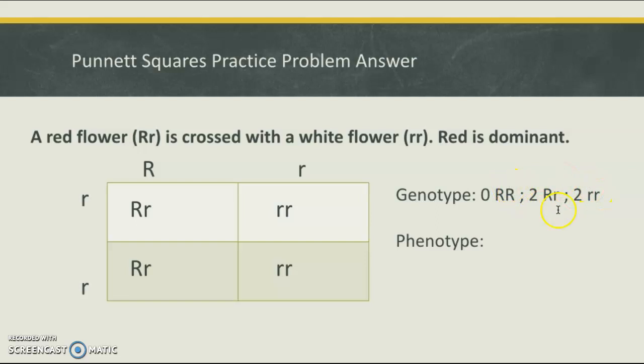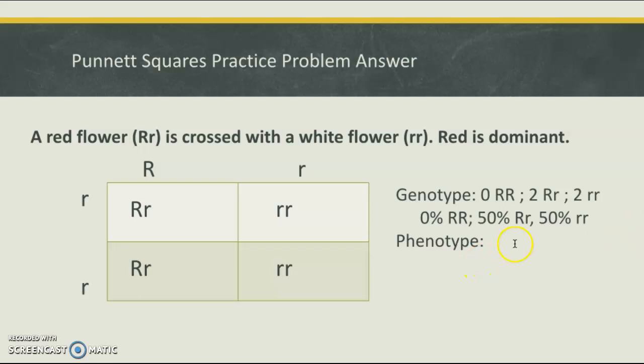Remember, 2 out of 4 because we only have 4 options or choices. So 2 out of 4, which is 50% capitalized R, lowercase r, and then 50% lowercase r. So that's like the percentage version of it. You could do it either way.